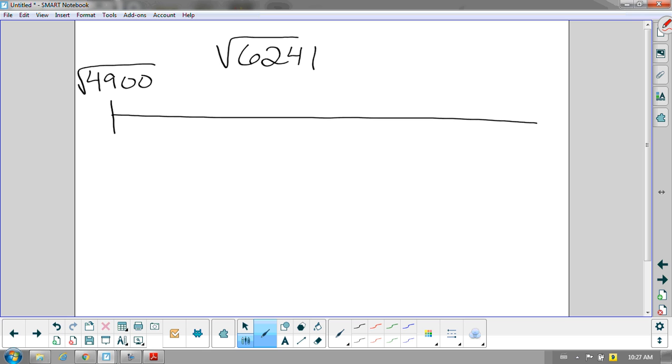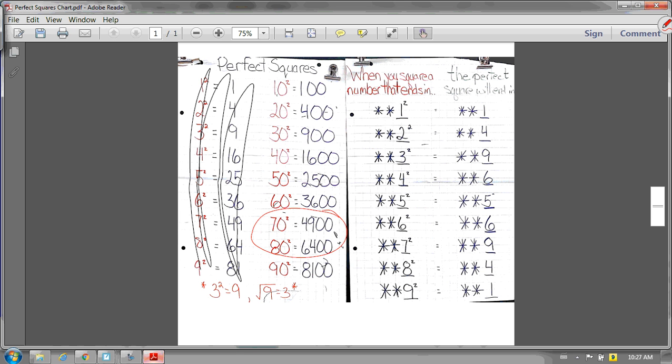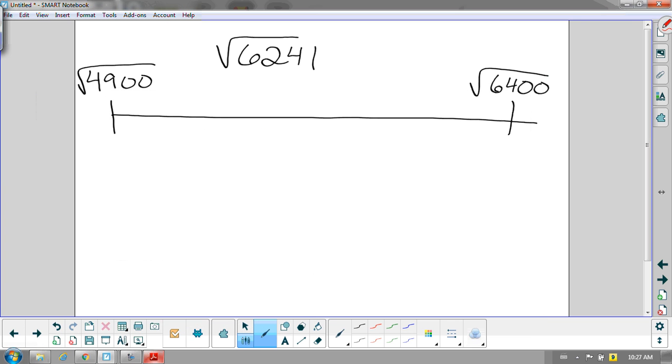4,900 and 6,400. The square root of 4,900 is 70, and the square root of 6,400 is 80. So that tells us that our first digit has to be a 7, because it's a number between 70 and 80. Then think, 6,241. That's pretty close to 6,400. So we're going to put our little mark there because we know that we're on that side of the number line.